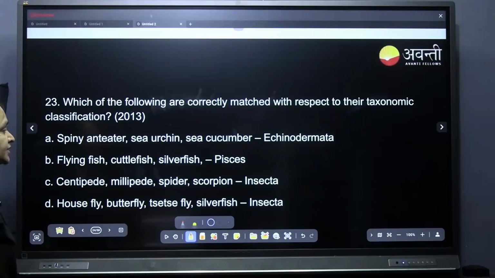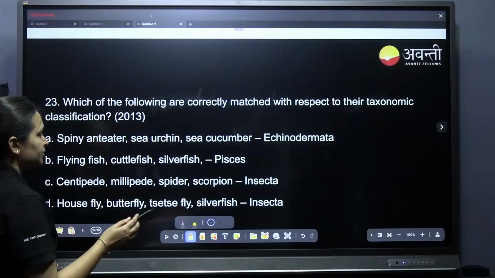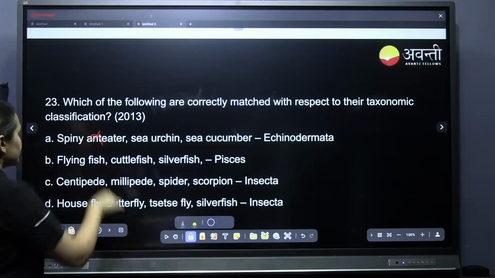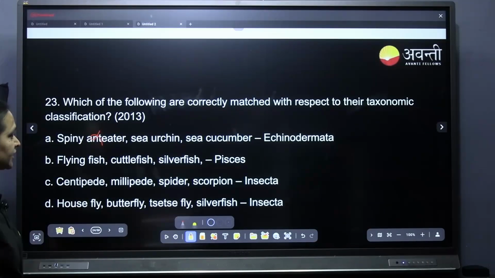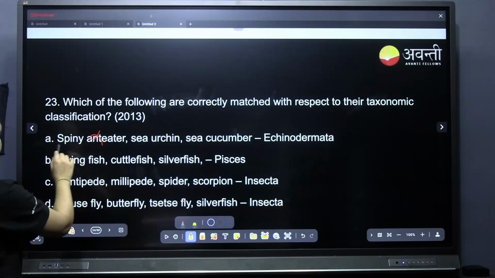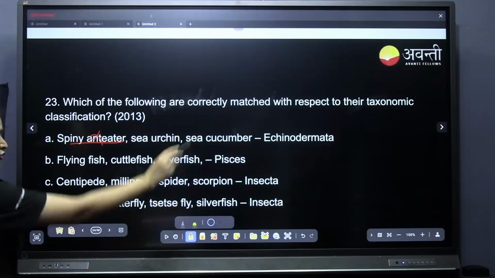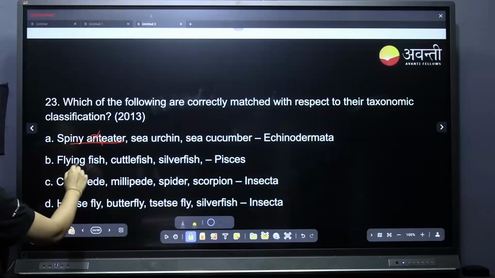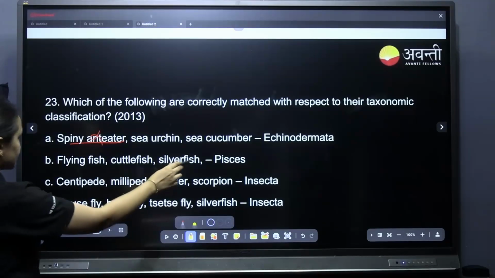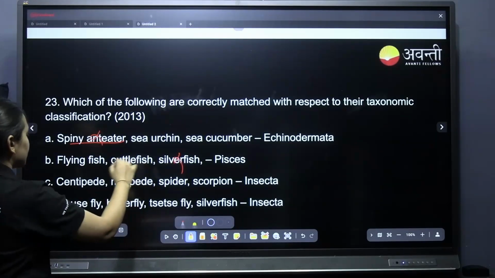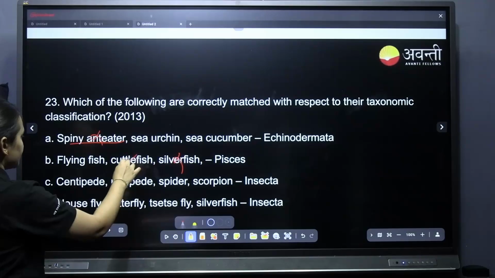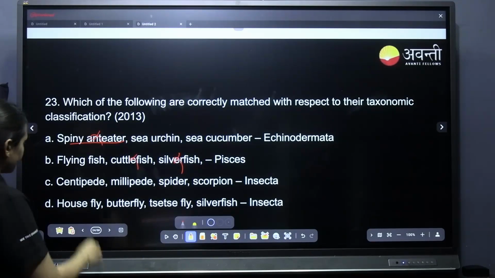Which of the following is correctly matched, with respect to their taxonomic category? Spiny anteater, sea urchin, sea cucumber, no. Spiny anteater is not Echinodermata. This is the echidna, and echidna is a mammal, so it is not Echinodermata. Flying fish, cuttlefish, silverfish as Pisces? No, silverfish is not a Pisces, and cuttlefish is also not a Pisces.